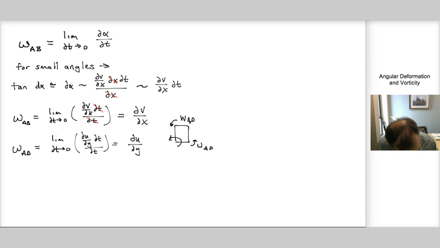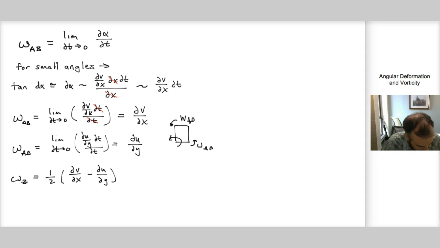What we really want to know is the rotation around this point here for the axis coming out of the board, and we're going to call that omega z. So we're going to say omega z, the rotation, is going to equal 1/2 of dv over dx minus du over dy, where positive is counterclockwise. Okay, so positive is going to be in this direction. It's going to be counterclockwise positive.